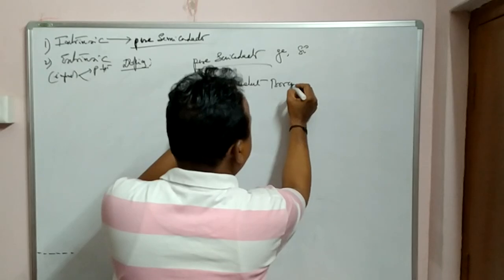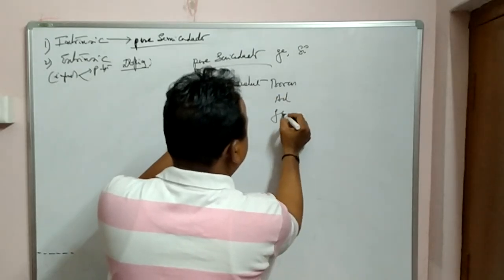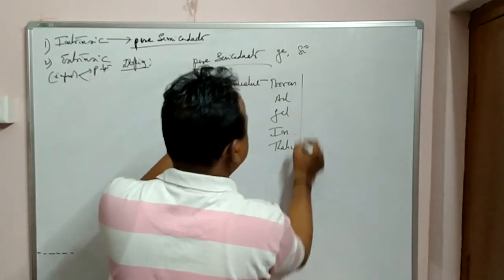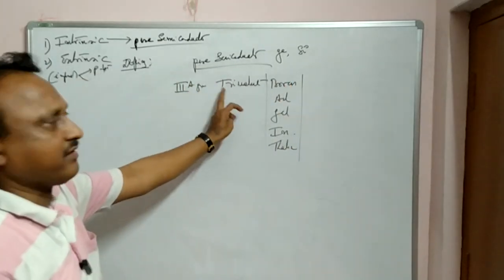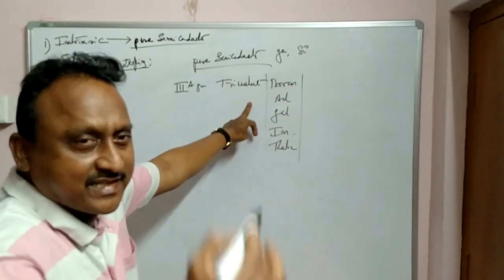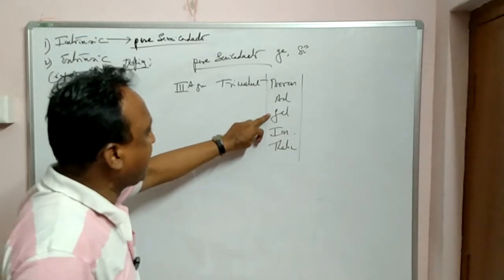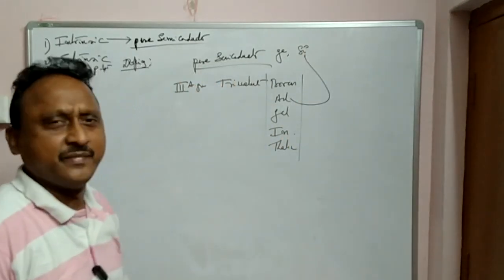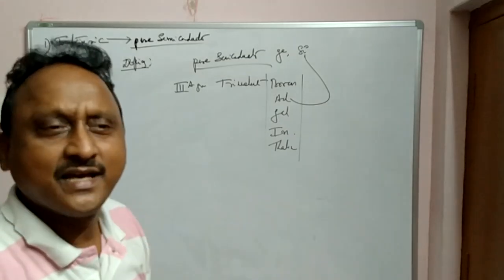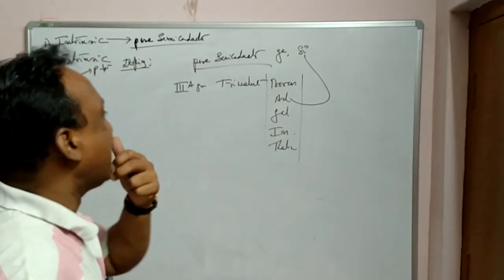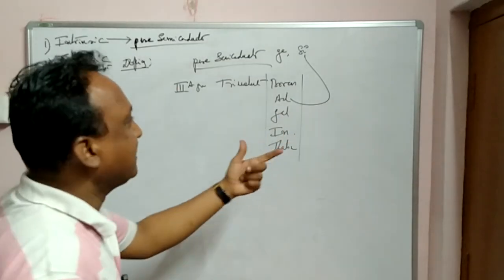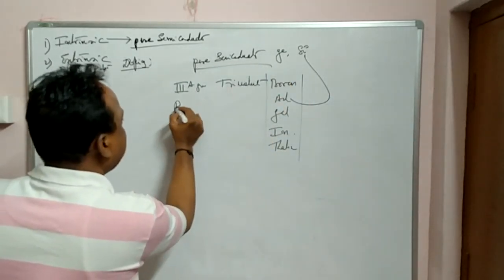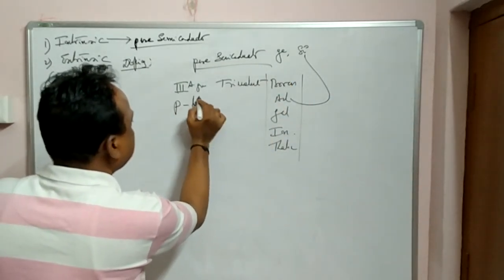like boron, aluminum, gallium, indium, thallium, are taken as a selection and added into the pure semiconductor, then it becomes contaminated. That means it becomes extrinsic. So this type is called P type. When a 3A group element is added, it is called P type.